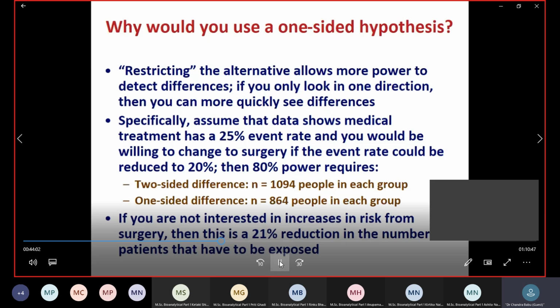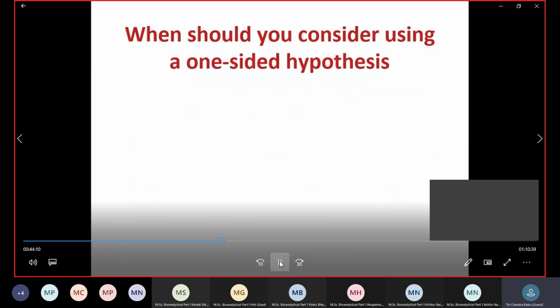If I'm not interested in increased risk from surgery, then basically that's a 21% reduction in the number of people exposed. Okay, so when should you use a one-sided hypothesis? Never. Okay, you never do it. You never do it.